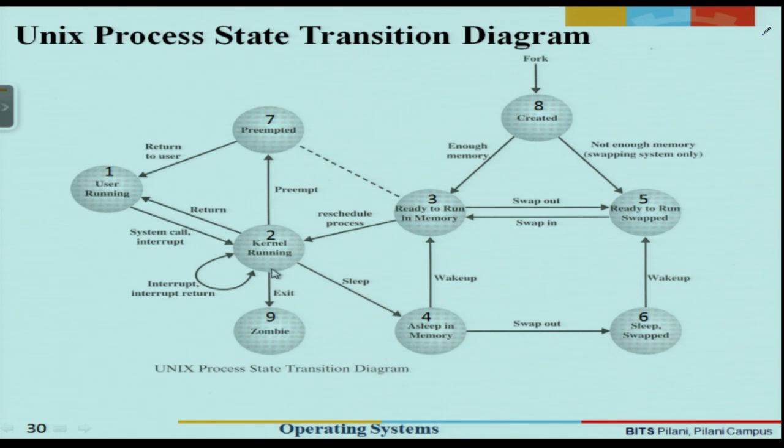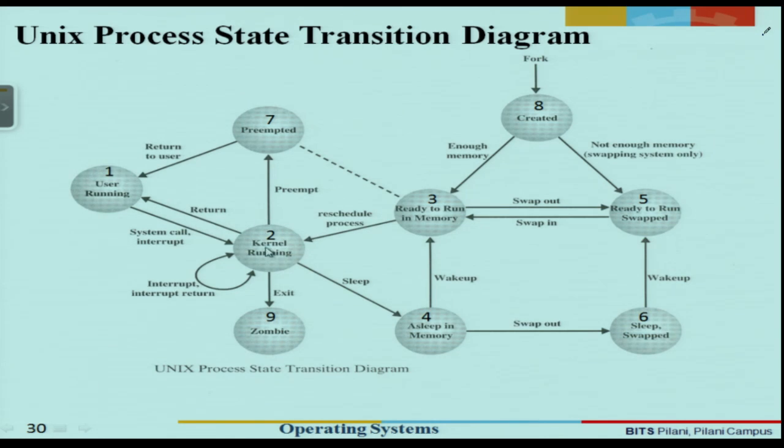Let us also note one thing here: when the process is in kernel running mode and an interrupt comes, we can see that the arrow returns back to the same state. That essentially means that a process inside the kernel running mode cannot be preempted. So a kernel process cannot be preempted, and we find that the Unix kernel is a non-preemptive kernel.